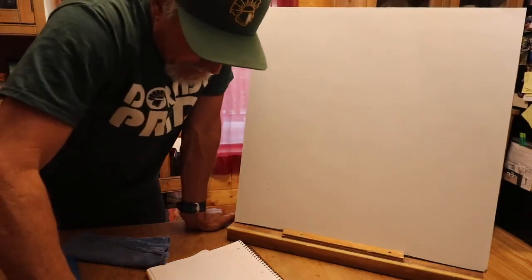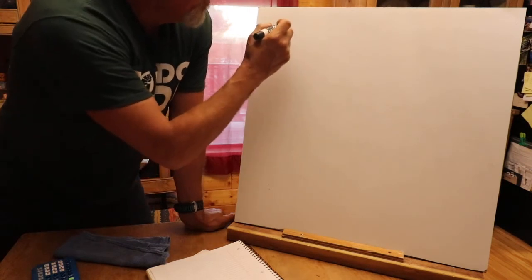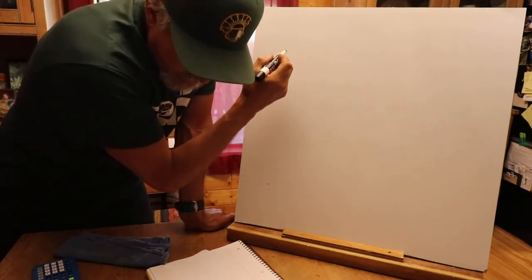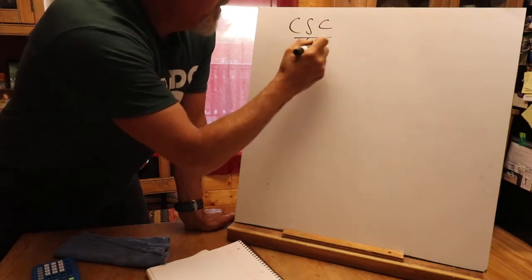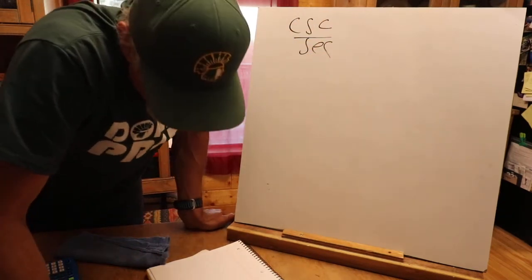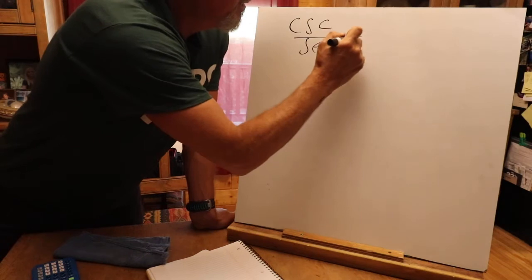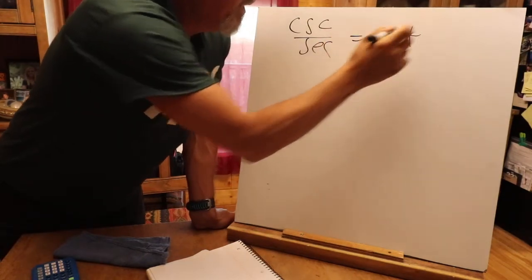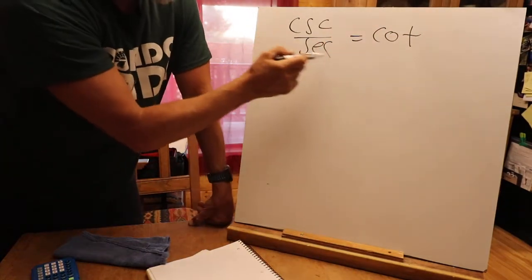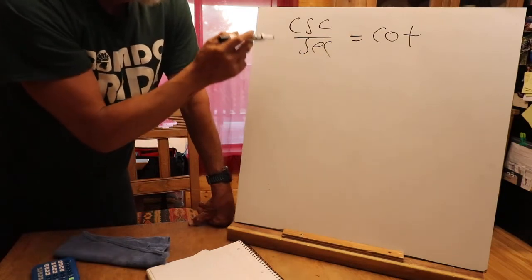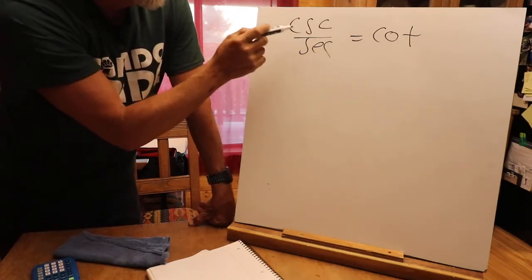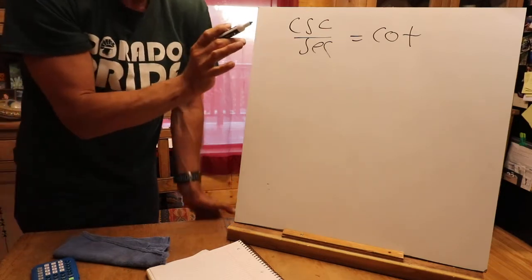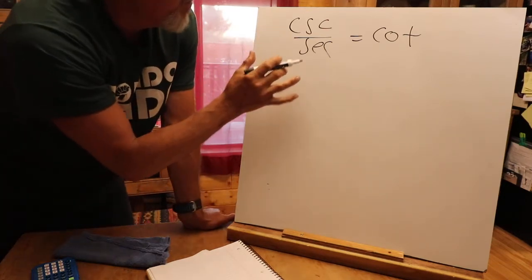Second example is going to have a fraction in it, but we're going to take the same approach. So we're going to have cosecant divided by secant, cosecant over secant, and then we're supposed to make that equal to cotangent. So again, our objective is to make this side look like that side. So again, there's no identities that match this. So I'm going to change it to sines and cosines. That's one of our strategies that we use a lot, but not always.